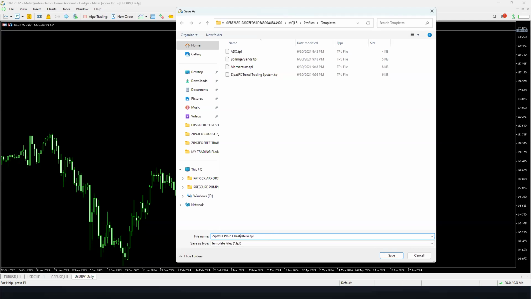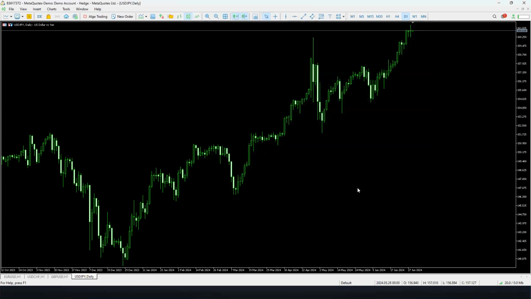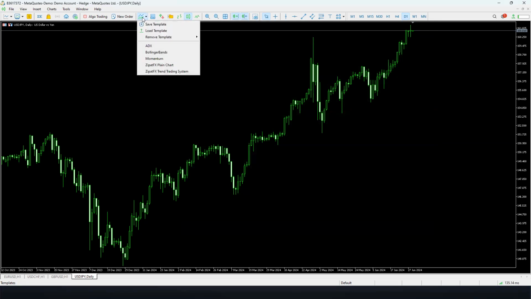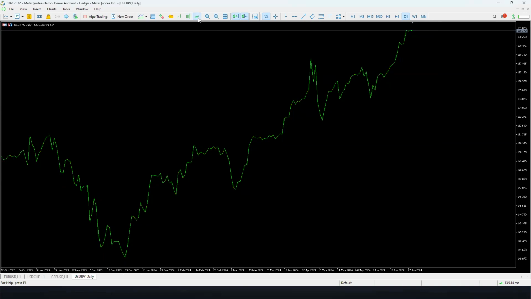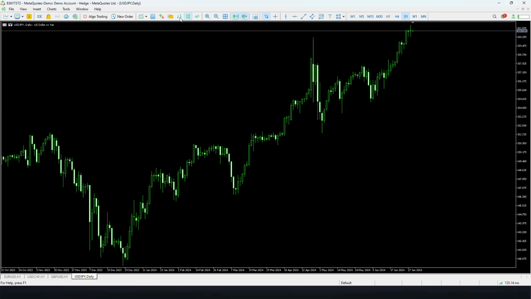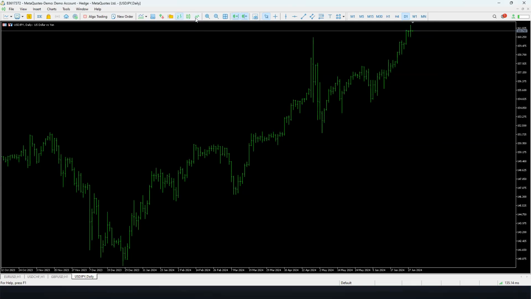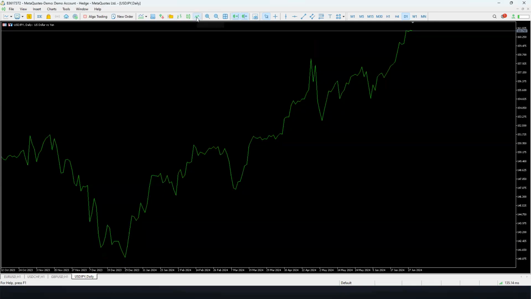Delete all this. Okay, and say save. So now I've created 2 templates, remember? So if you come to template, you're now going to see ZipatFX plain chart. Now, this plain chart, I can switch it to line, right? See, line. I can switch it to candlestick. I can switch it to bar. Now, I want to switch it to line and show you something.